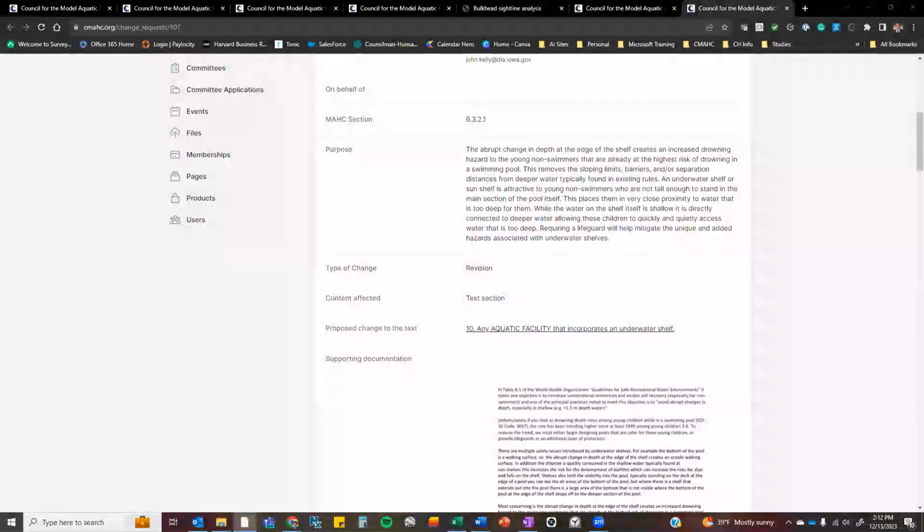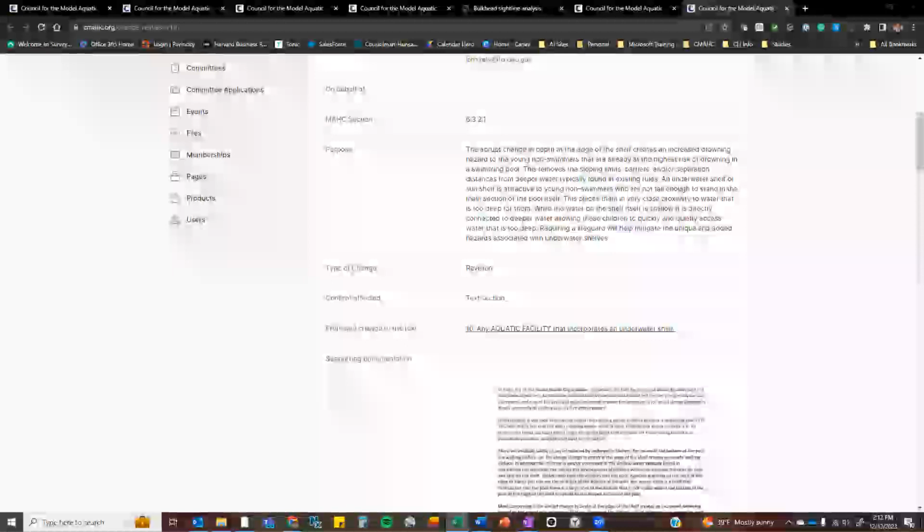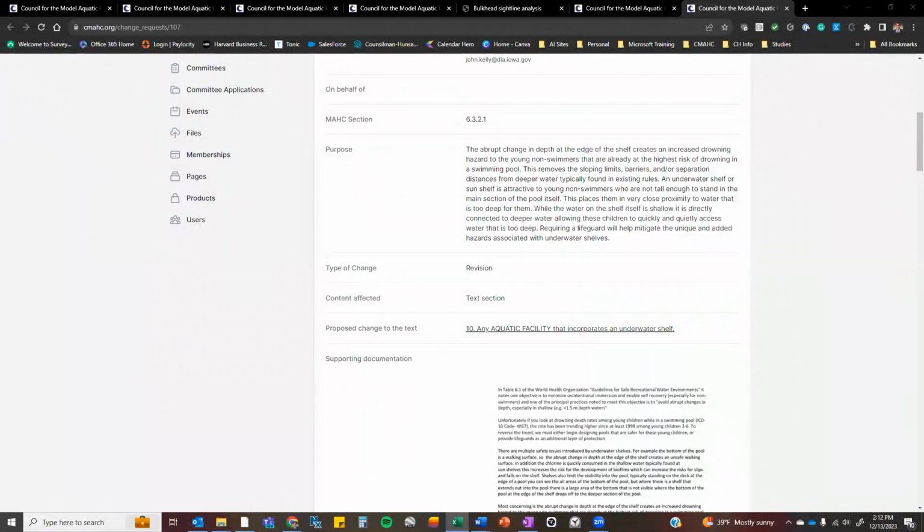That's my opinion. Yeah, I guess the other side to that is, with the underwater shelf definitions, the maximum depth of an underwater shelf shall be a maximum of 24 inches. So if you have an underwater shelf that's only 12 inches deep, which a lot of them are because they're sunbathing decks, and then it drops into 24 inches, that's the same depth as the shelf, and it still meets the code.